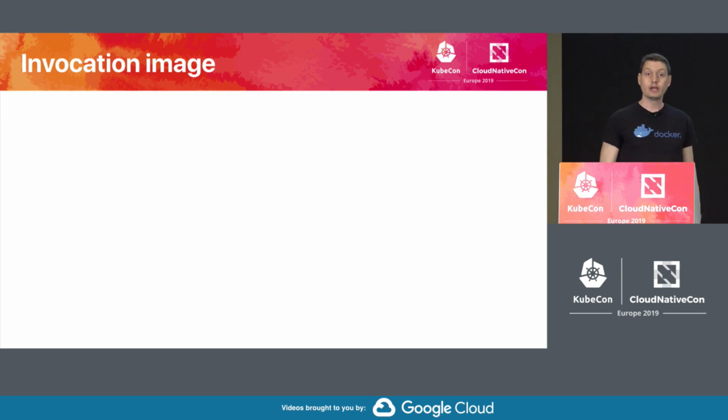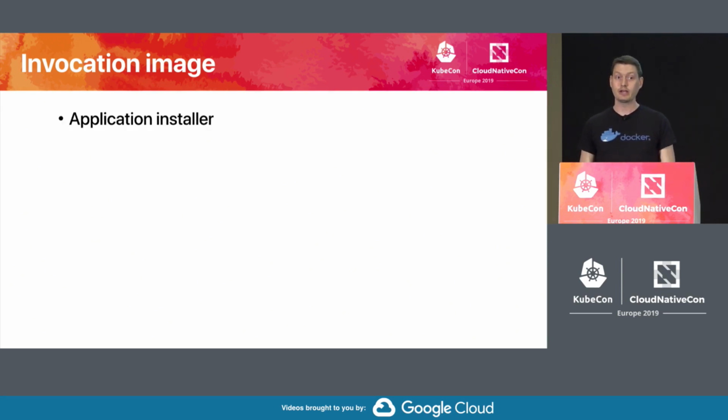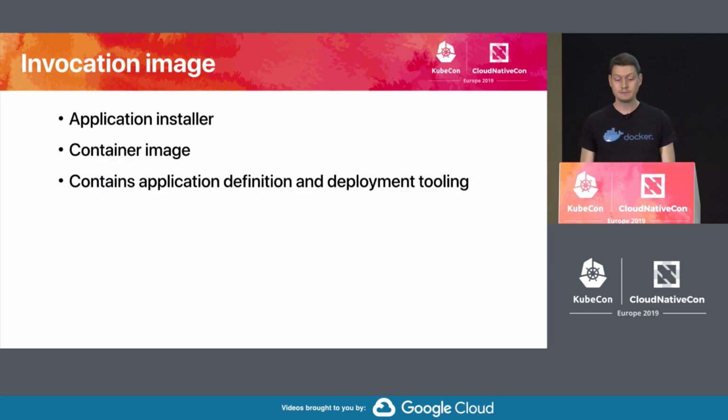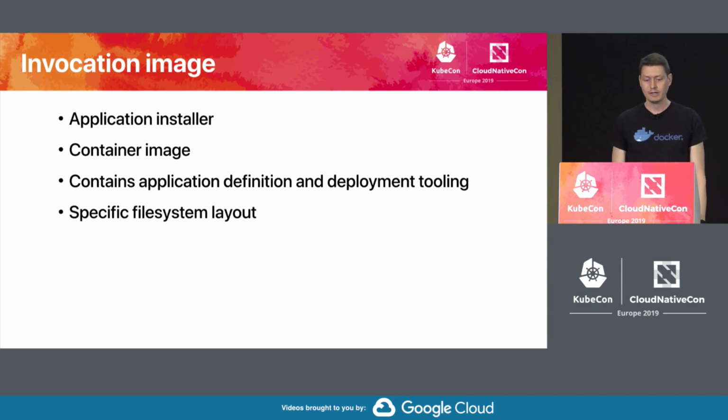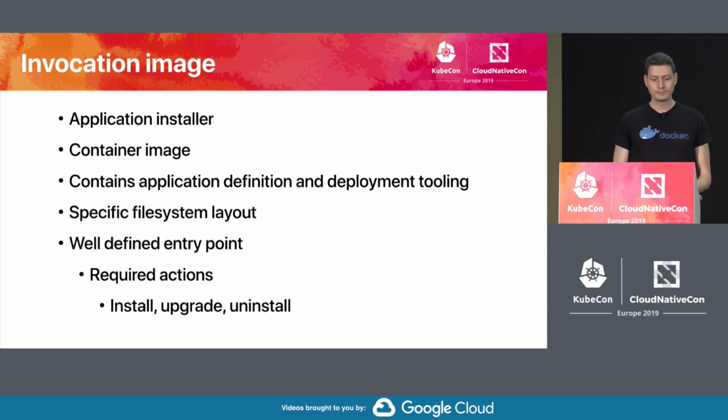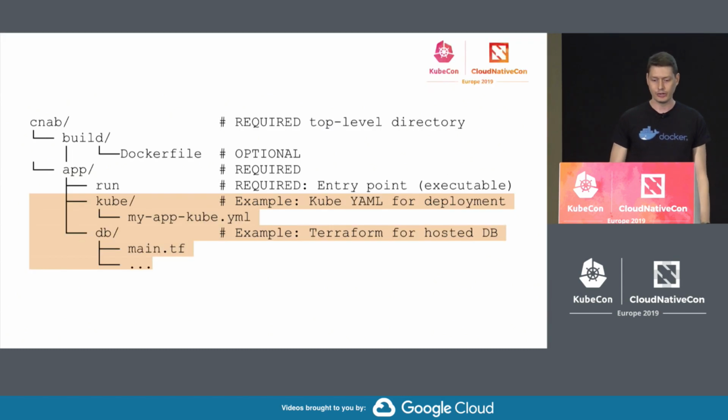The next thing we have is the invocation image. So the invocation image, as I said before, is the application installer. It's generally a container image, but it doesn't have to be. It contains the application definition, so let's say your kube YAML, and the deployment tooling, which would be your kubectl, for example. It has a specific file system layout and a well-defined entry point with required actions. So we'll dive into that, don't worry.